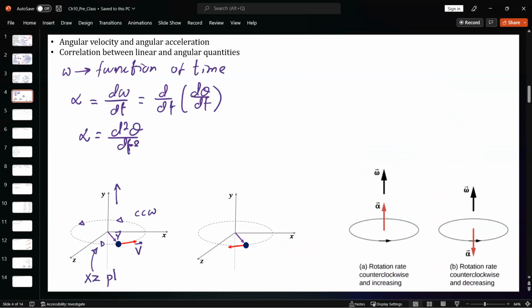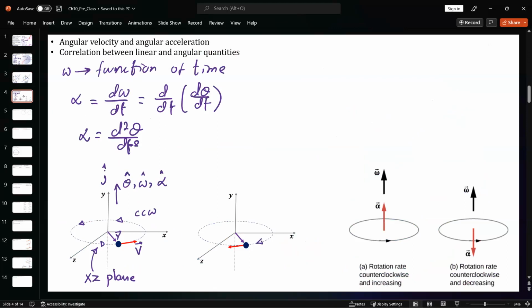Now, in this chapter and the rest of the semester, we can't always assume the object is moving on the xy plane. You have to check very carefully the direction of rotation and the plane of rotation. This is the xz plane. As a result, the direction of theta, omega, and alpha are everything in the positive j hat direction.